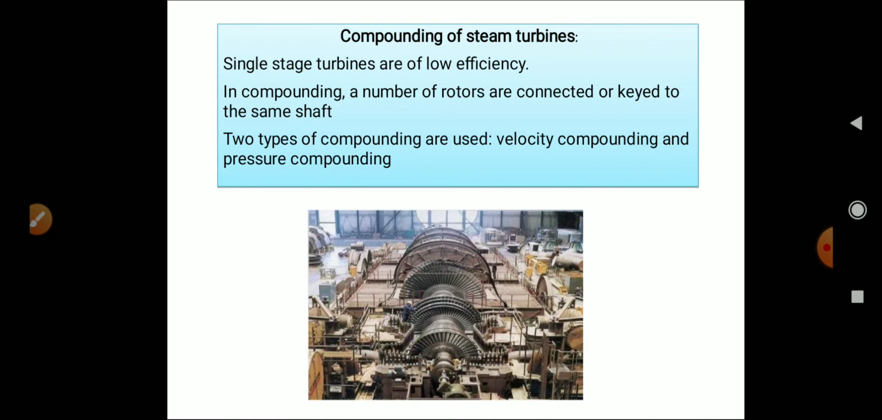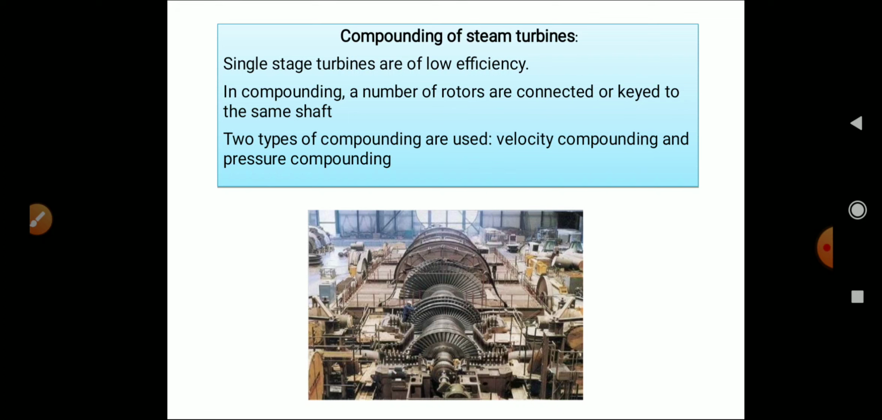Compounding of steam turbines. This is very important. Compounding means adding up different types of turbines together. Single stage turbines are of low efficiency. Therefore, this has led to combining or adding up multiple stage turbines. In compounding, a number of rotors are connected or keyed to the same shaft. Obviously, it should be keyed on the same shaft to produce the desirable RPM.